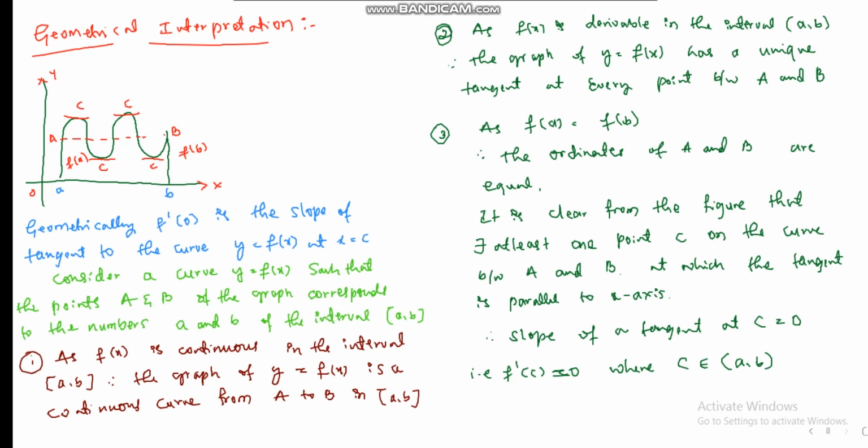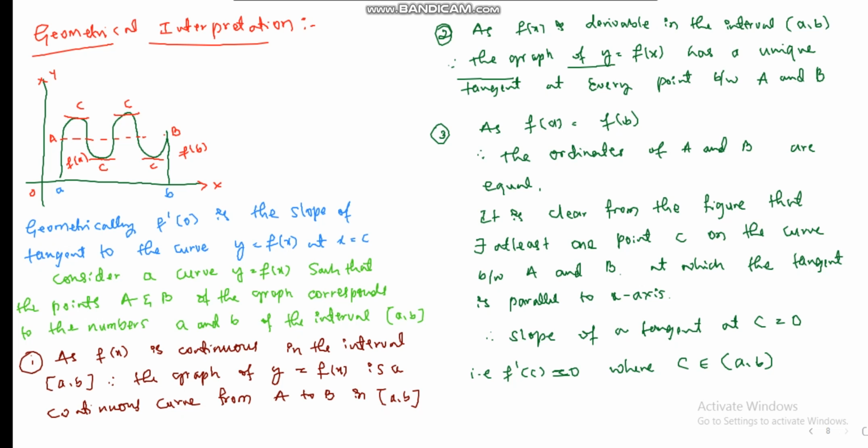Consider a curve y equals f of x such that the points a and b of the graph correspond to the numbers a and b of the closed interval [a, b]. In the first condition, as f of x is continuous in the interval [a, b], the graph of y equals f of x is a continuous curve from a to b in the closed interval [a, b]. The second condition is, as f of x is derivable in the open interval (a, b), the graph of y equals f of x has a unique tangent at every point between a and b.